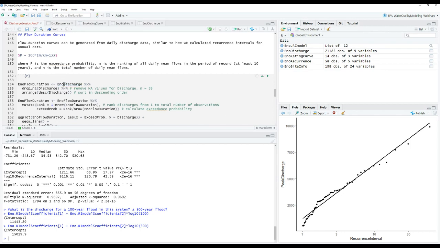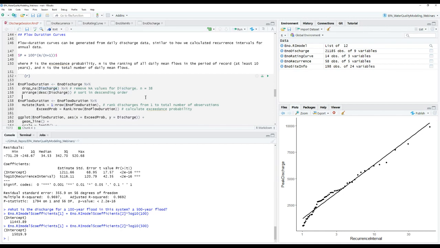So let's take the Eno discharge. Then, this is again our pipe operator. That just means we are going to continue this analysis in sequence. First, just in order to rank everything, we need to actually not have any NAs in the data set. So we'll drop all of our NAs for discharge.